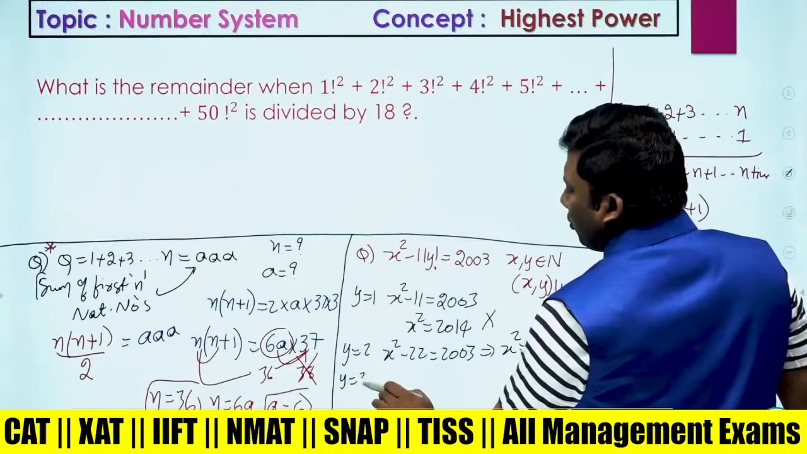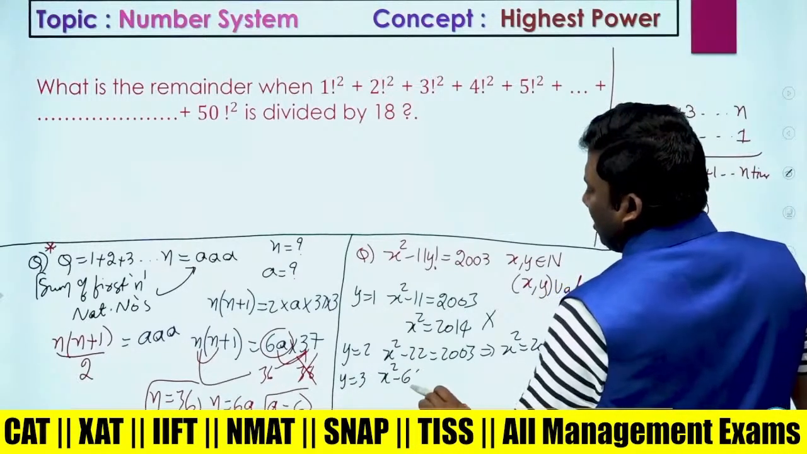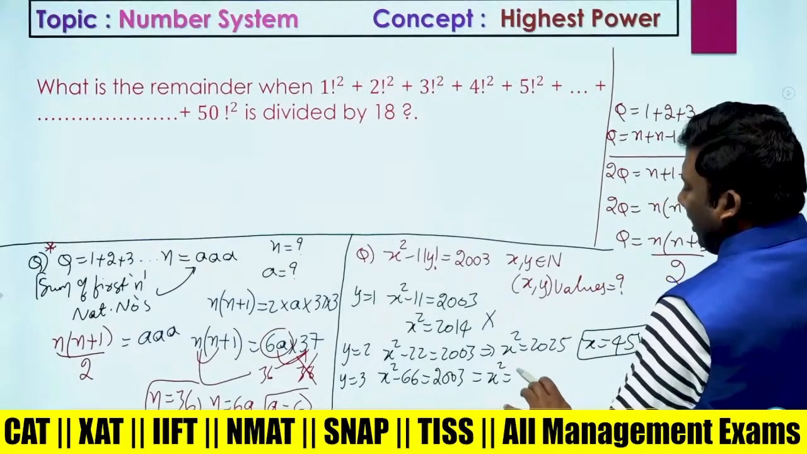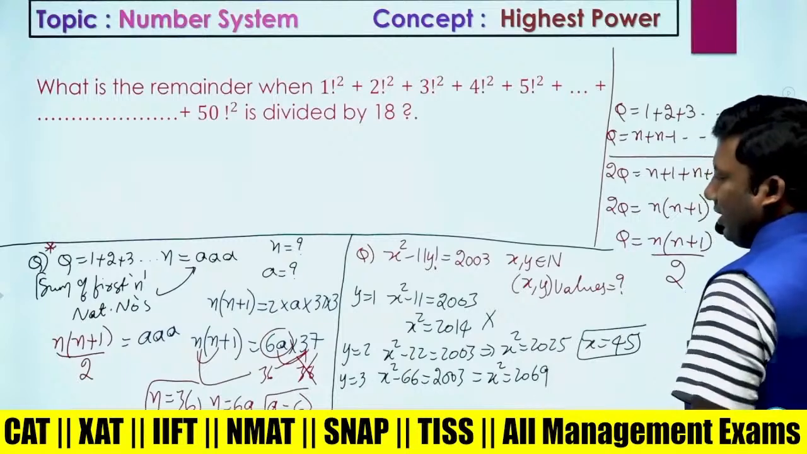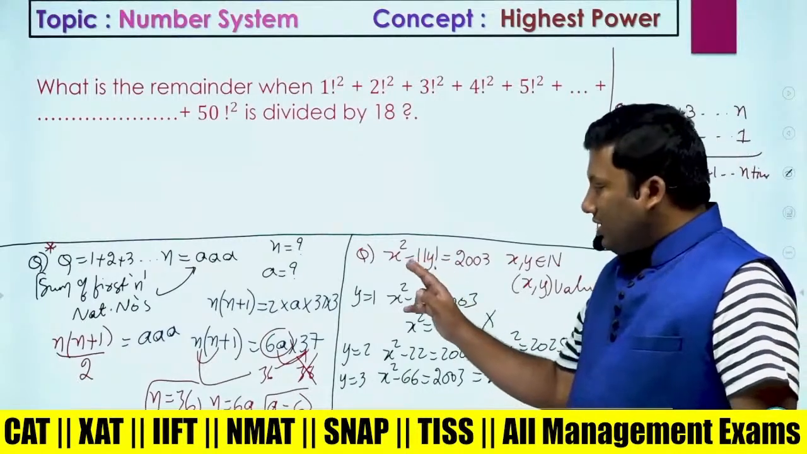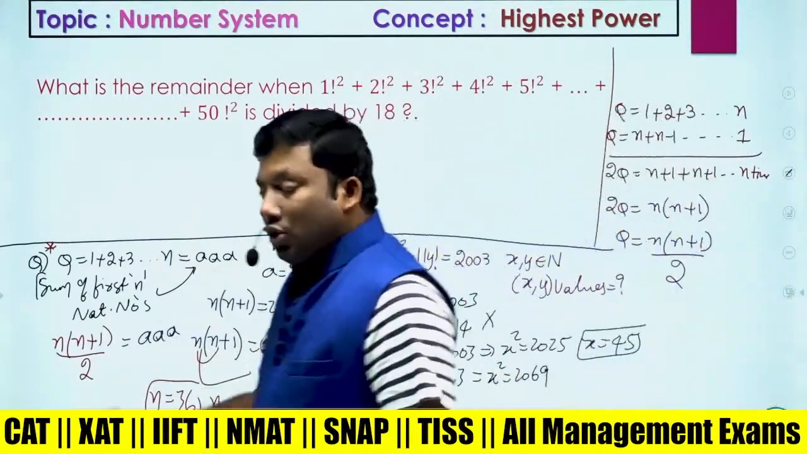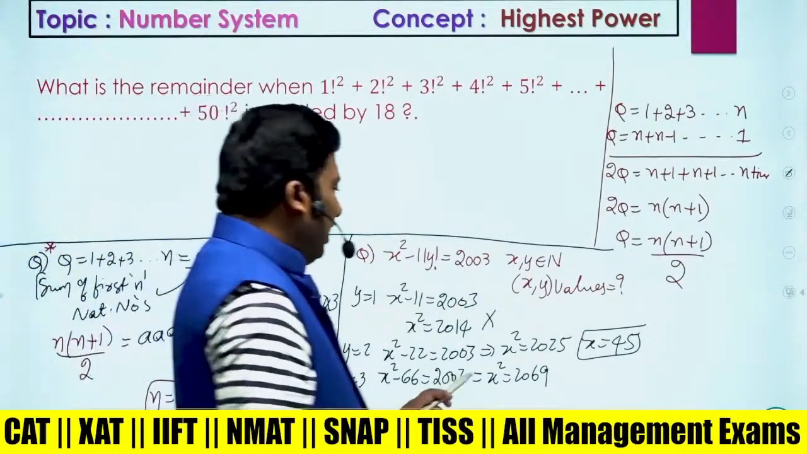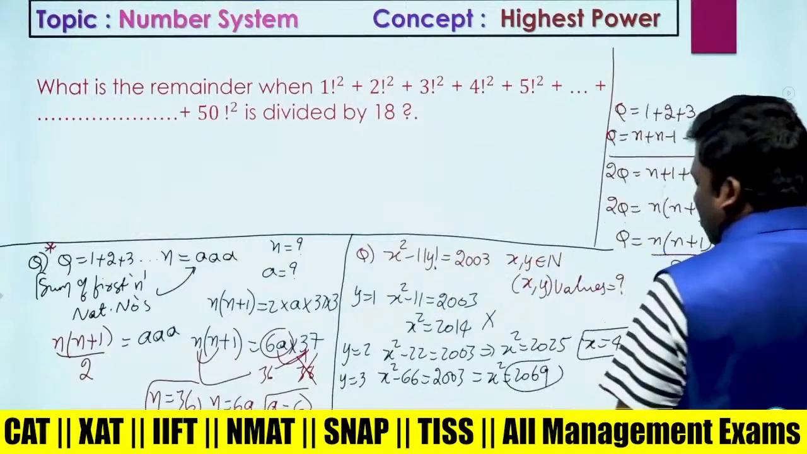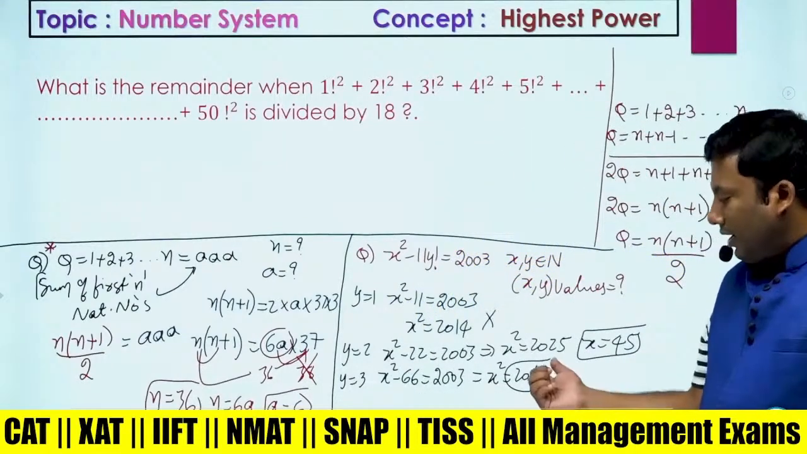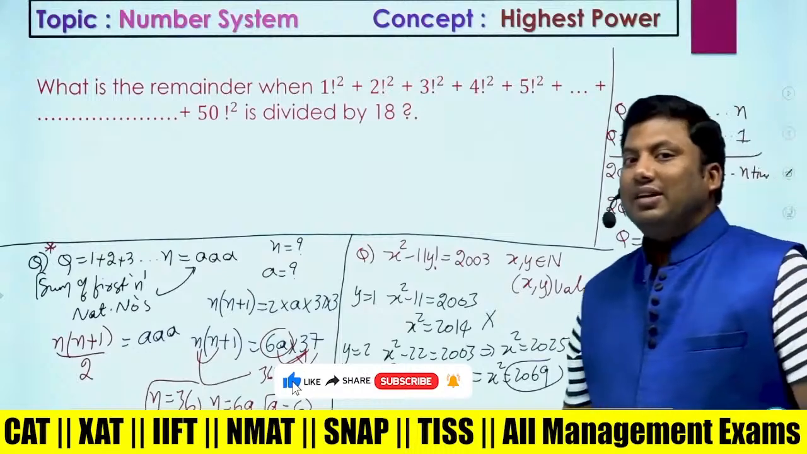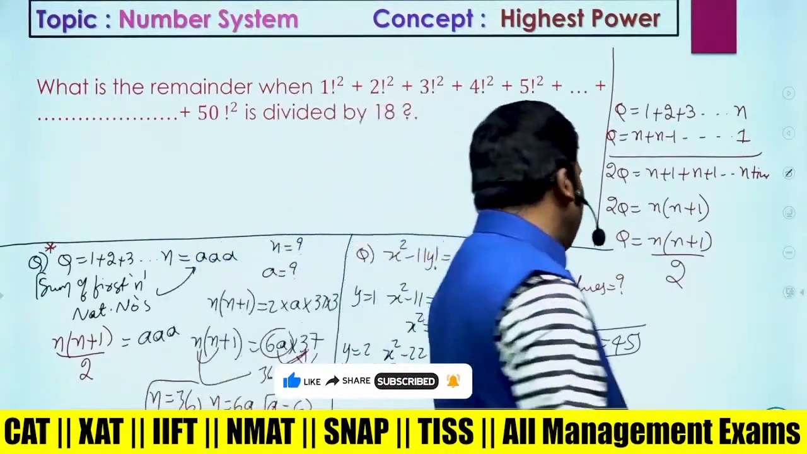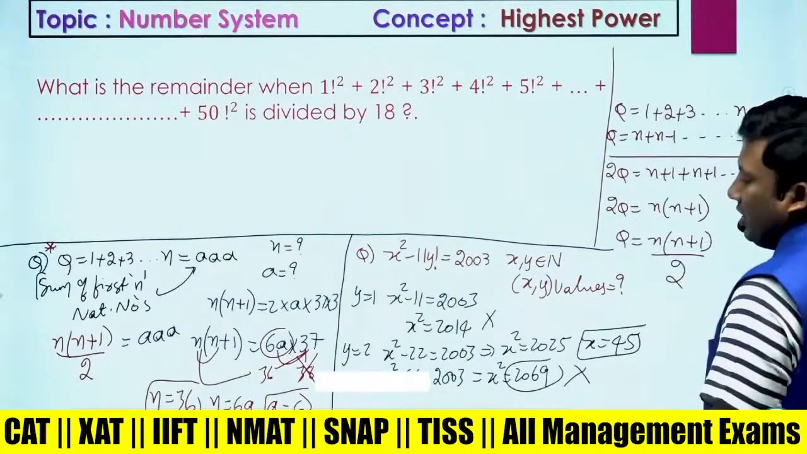Y equals 3. X square minus 66 equals 2003. X square equals 2069. 3 factorial is 6, 6 into 11 is 66, and 2003 plus 66 is 2069. Is 2069 a perfect square? What is the digital sum of this number? 6 plus 2, 8, 8 plus 9, 17. The digital sum of a perfect square is always 1, 4, 7 or 9. It is not possible.